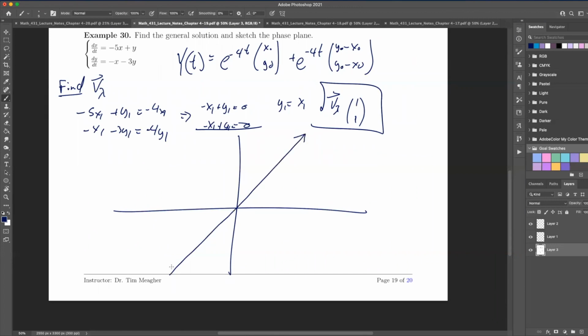So here's my vector. I drew it the wrong way. Is this a source or a sink? It's a sink, right? It has negative lambda, so it's going to be pointing inwards. So this goes inwards.